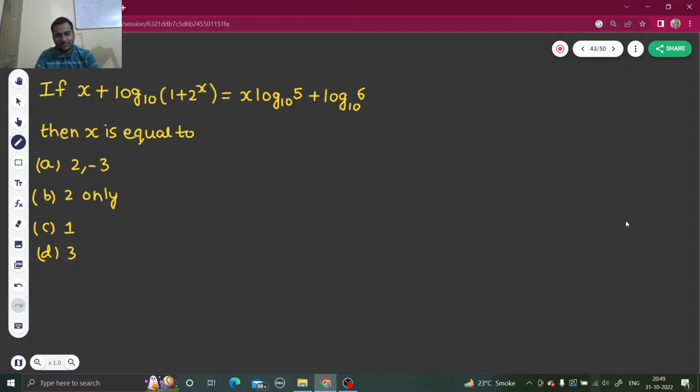It might look a bit difficult at first sight, but at the end of the day it is going to be easy once you solve this question using the proper concepts of logarithm. Okay, so how can I start with this?